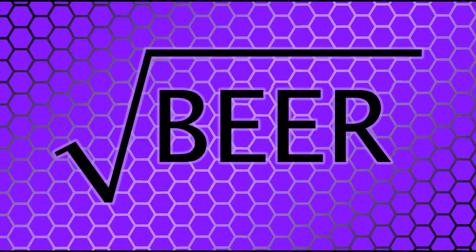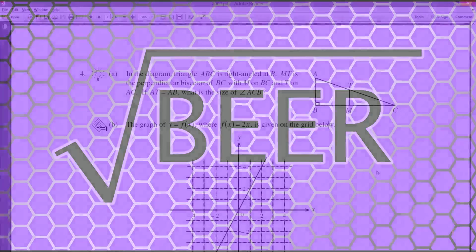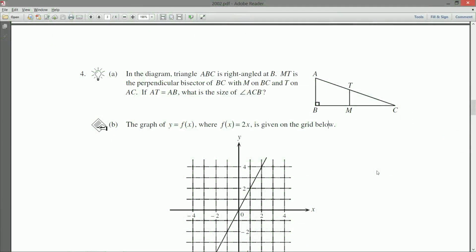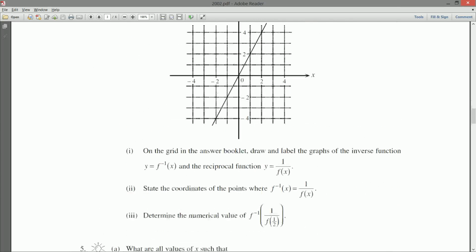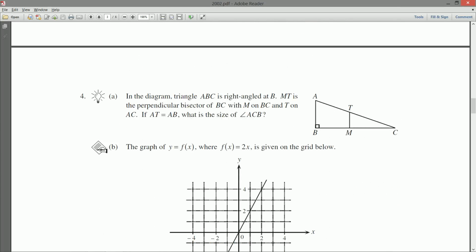Hello, ladies and gentlemen, and welcome back to more of the 2002 Euclid contest. We're on question number 4. We're moving right along. Question 4 has two parts, the first one of which has a light bulb. Although part B appears to be split up into 3 smaller parts, so maybe we might say this has 4 parts. But part A is a light bulb. That just means final answer is needed.